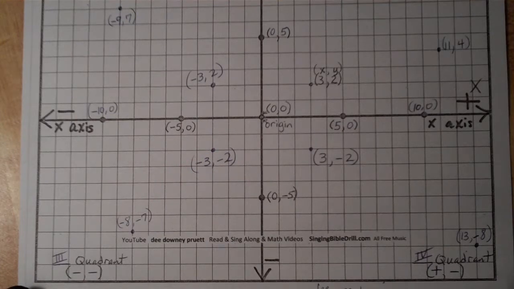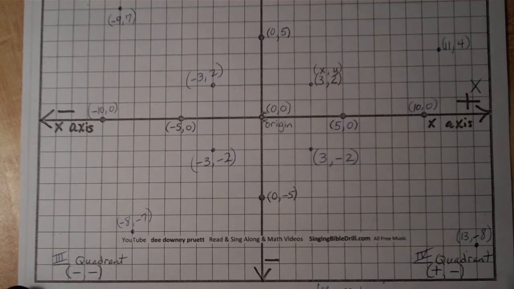If we wanted to locate this point, -8, -7. -8, -5, -6, -7, -8, then -7, 1, 2, 3, 4, 5, 6, 7. So that point would be -8, -7, and that is in the third quadrant. All the numbers in the third quadrant, both numbers are negative.